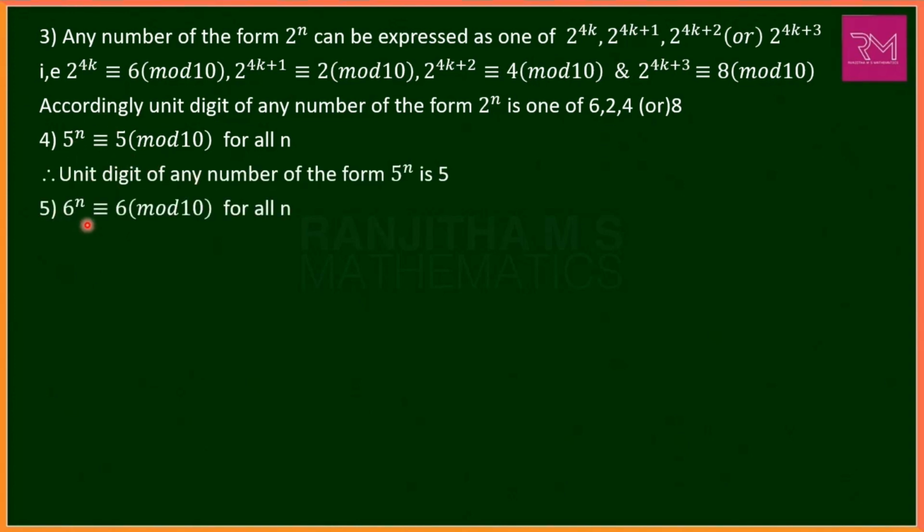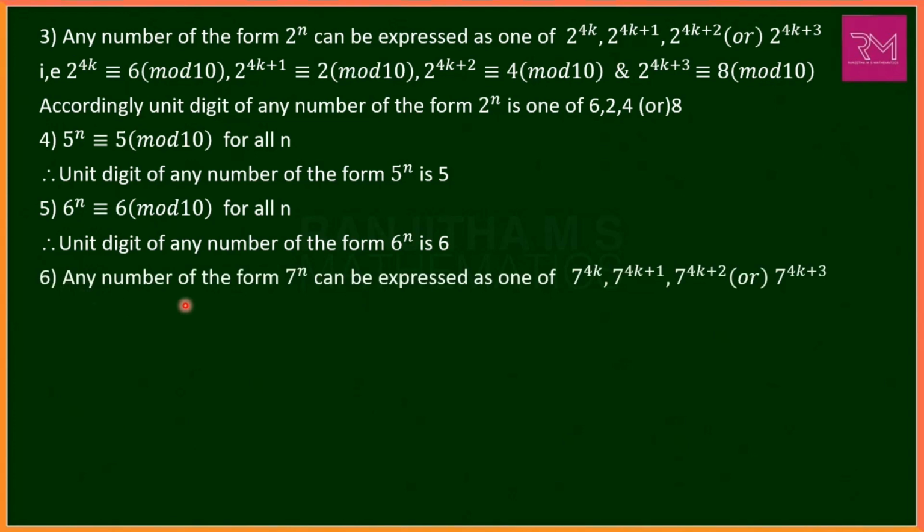In a similar way, 6^n is congruent to 6 modulo 10 for all n. If we substitute any n value, we get a unit digit value of 6. Because if we substitute n as 2, 6 squared is 36, which is congruent to 6 mod 10. If we substitute n as 3, we get 6^3 is 216, which is congruent to 6 mod 10. Hence this congruency is satisfied, that is 6^n is congruent to 6 mod 10 for all values of n. Therefore, we can conclude the unit digit of any number of the form 6^n is 6.